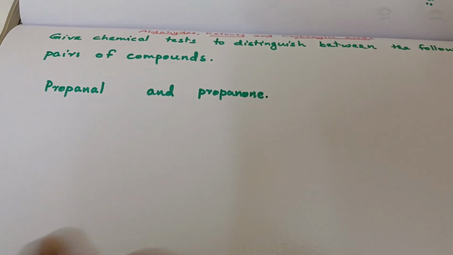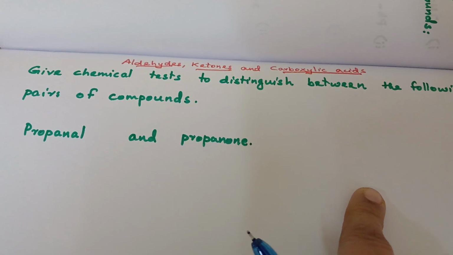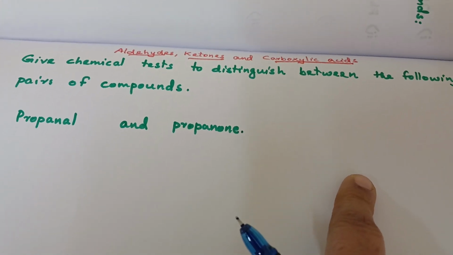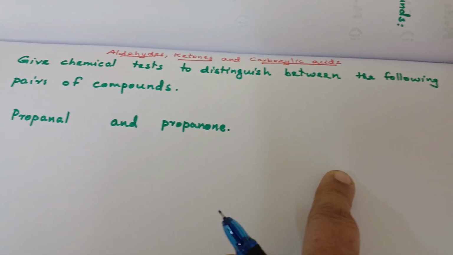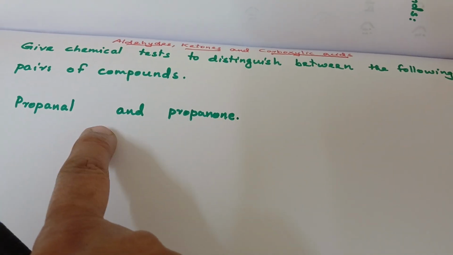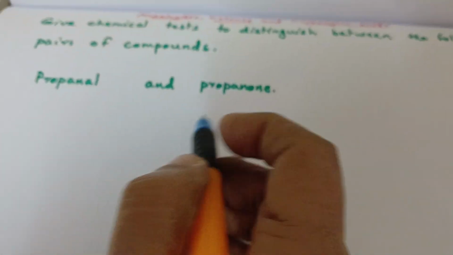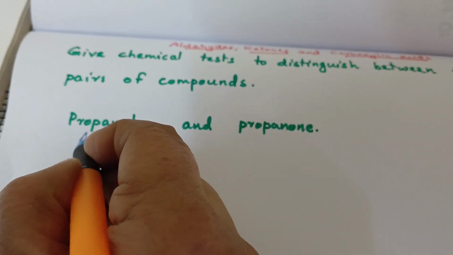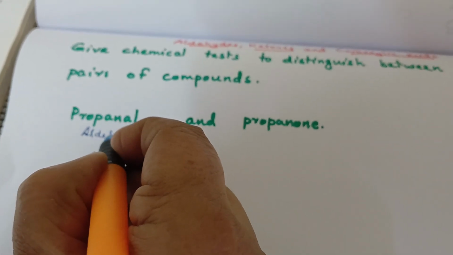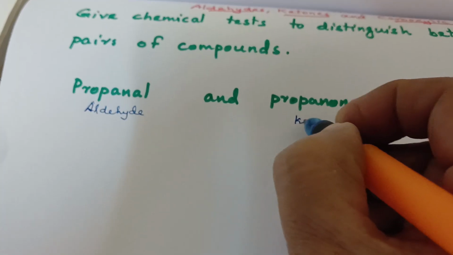A question from aldehydes, ketones and carboxylic acids. Previous year question. Give chemical tests to distinguish between the following pairs of compounds. That is propanal and propanone. So propanal is an aldehyde and propanone is a ketone.